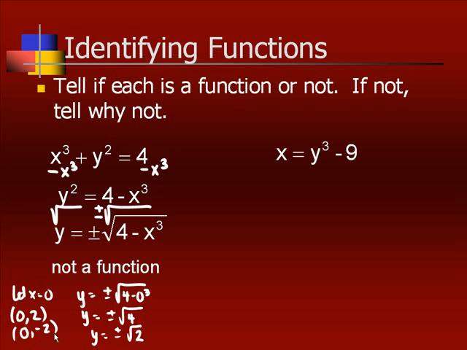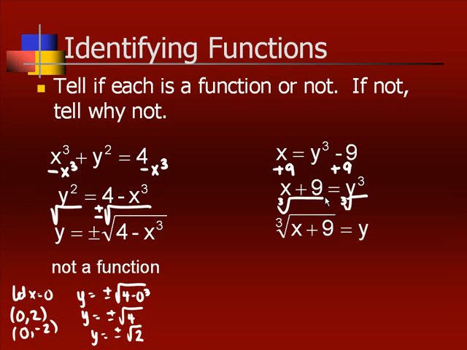Okay, what about this one? x equals y to the third minus 9. Let's try and get it in y equals form. Plus 9, plus 9. So y cubed is equal to x plus 9. Now this time, to get y by itself, we're going to do the third root of both sides. So we get y is equal to the third root of x plus 9. Doesn't matter what x is, there's always one answer for y, and it's the third root of x plus 9. So yes, this one is a function.